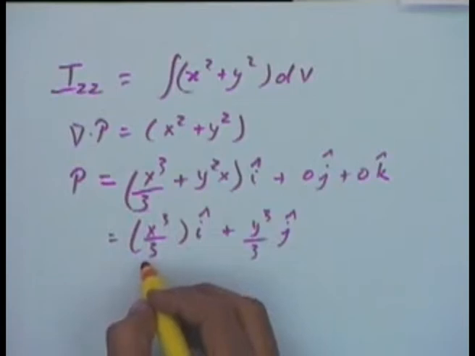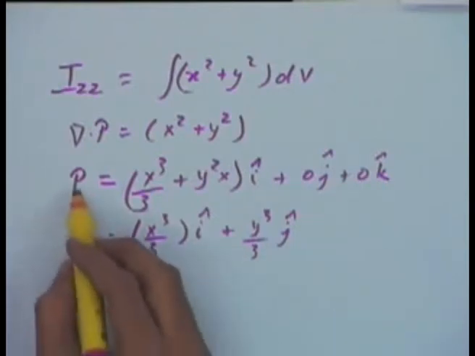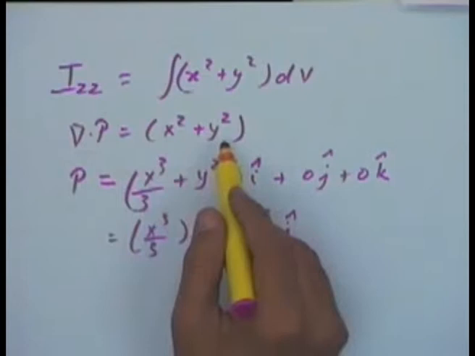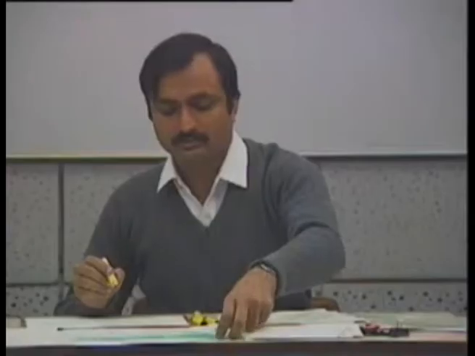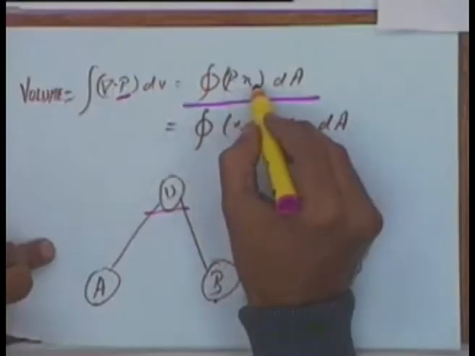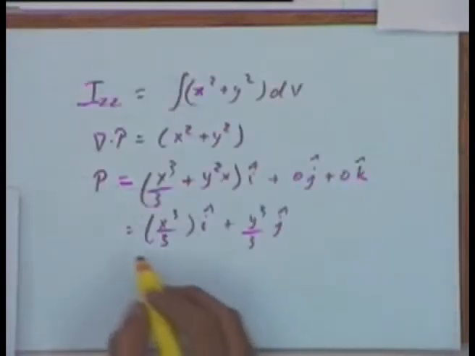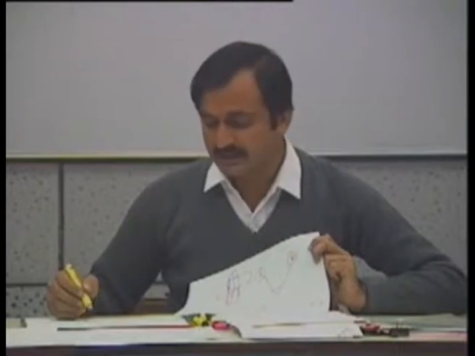Okay, so del by del x of this will give me x square, del by del y of this will give me y square. I can take this to be the expression for p. So del dot p will be equal to x square plus y square. And then again I can find out the integral of p dot n. I'll take a dot product of this with all the normal vectors of the surfaces and compute the surface integral. That way I will be able to evaluate the moment differential.